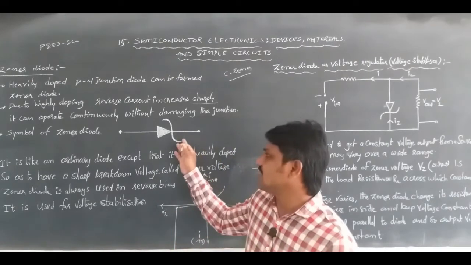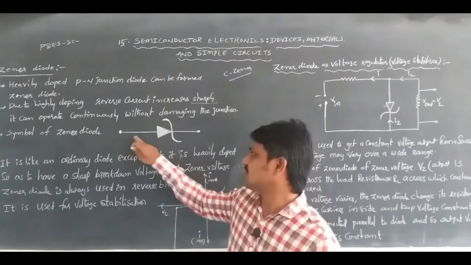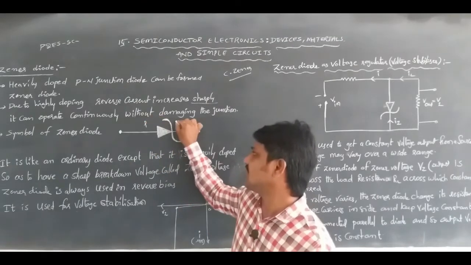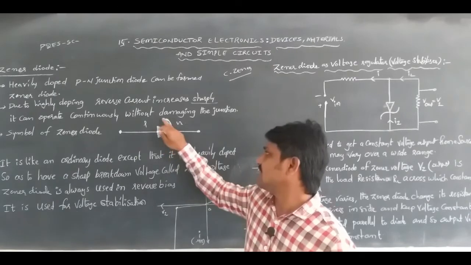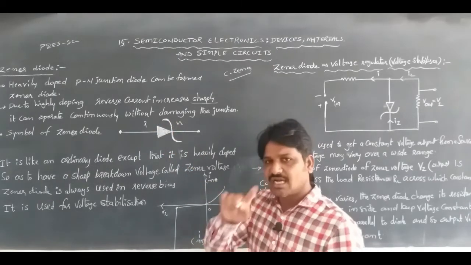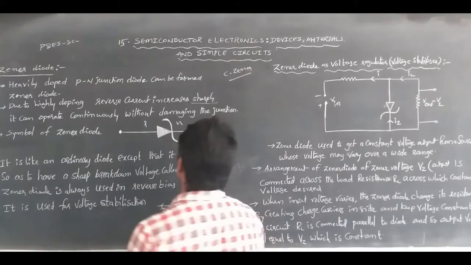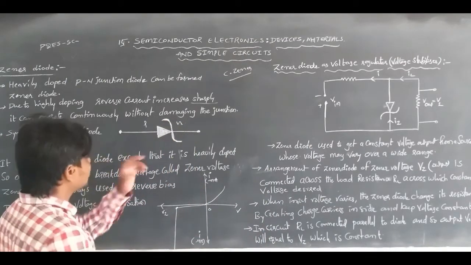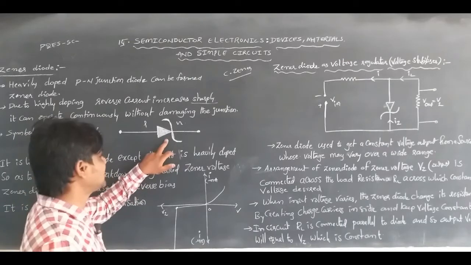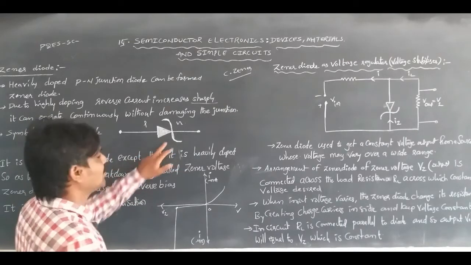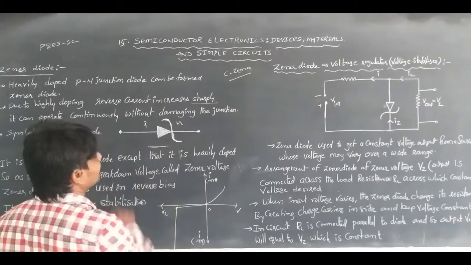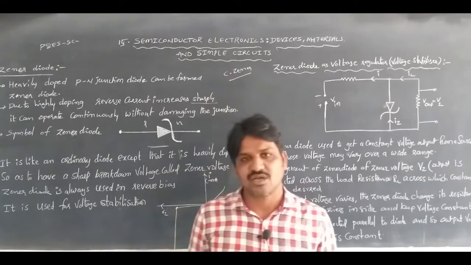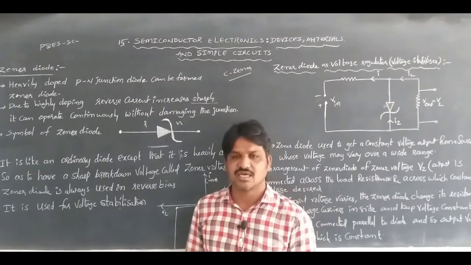This is the symbol of the Zener diode. It is the same as the PN junction diode, with a P side and an N side, but the N side is denoted with a curved bar like a Z. Z means Zener. This is the symbol of the Zener diode, and it must always be operated in reverse bias only.